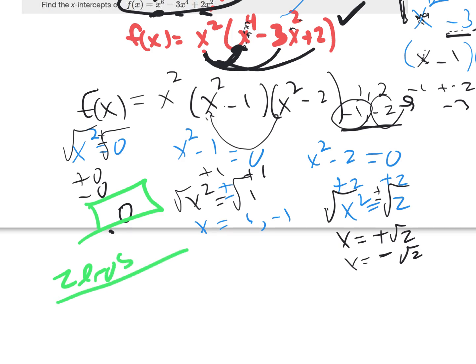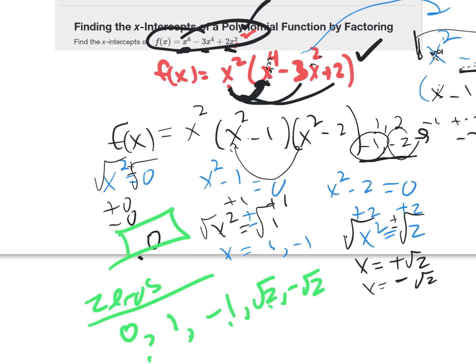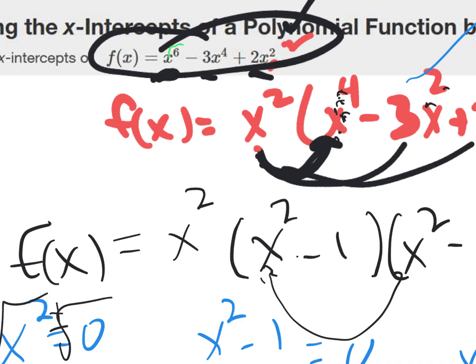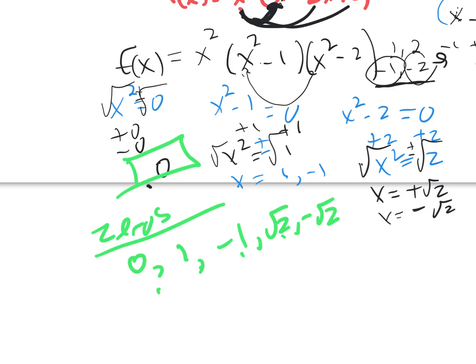Zeros. We have a 0. We have a 1. We have a negative 1. We have a square root of 2. We have a negative square root of 2. 1, 2, 3, 4, 5. And you're thinking to yourself, wait a minute. Didn't you say earlier that if there's a 6, there could be 6 real zeros? Yes, because there are. Remember, there's actually 2 zeros that come up when I square root it. It's actually a positive 0 and a negative 0, but it's still a 0, so it doesn't really affect anything. There are my zeros.